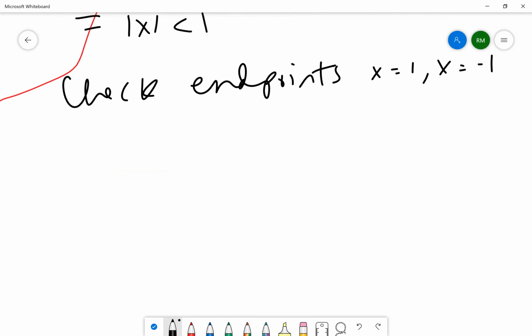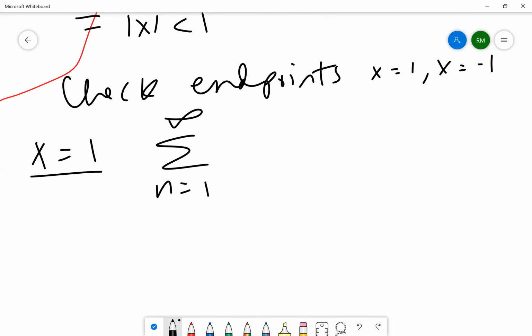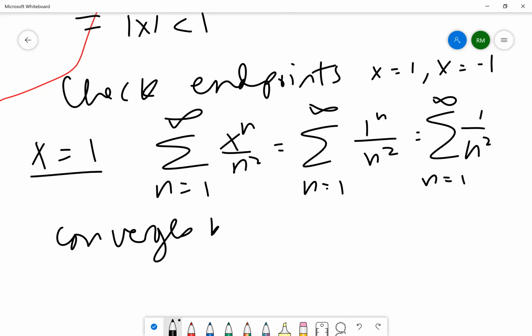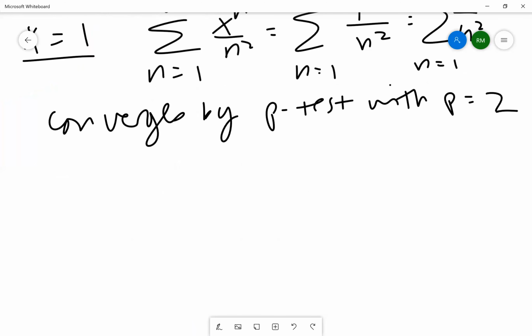We'll do x equals 1 first. The sum becomes this sum, which converges by the p-test with p equals 2. All right, so let's do x equals -1.